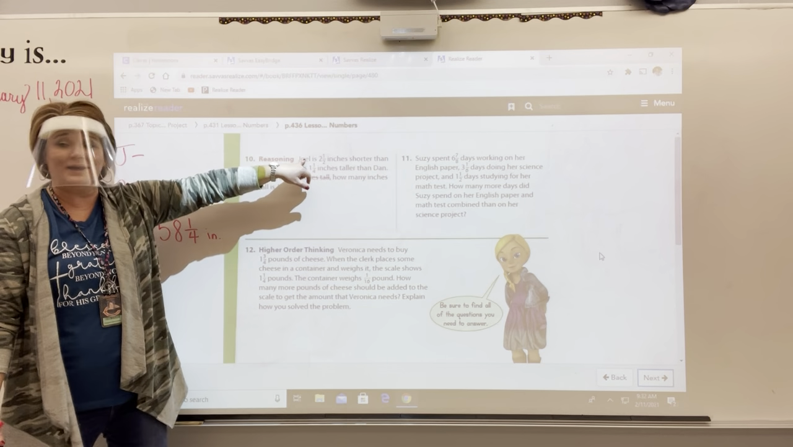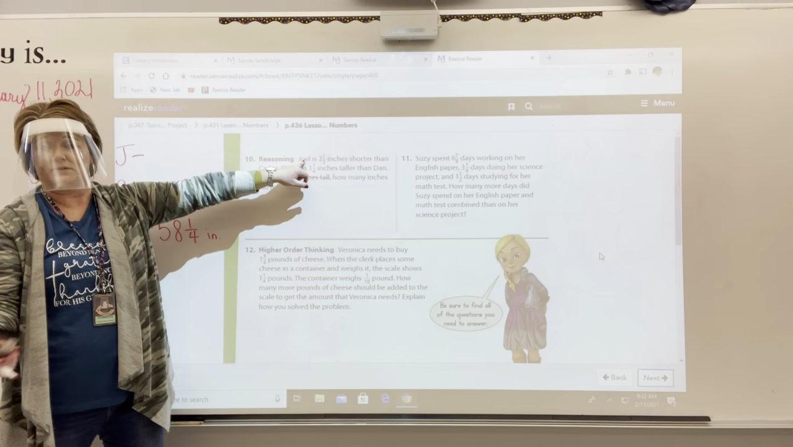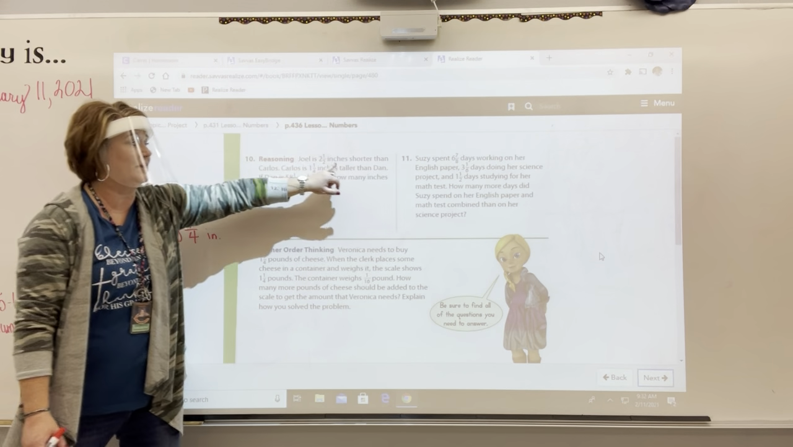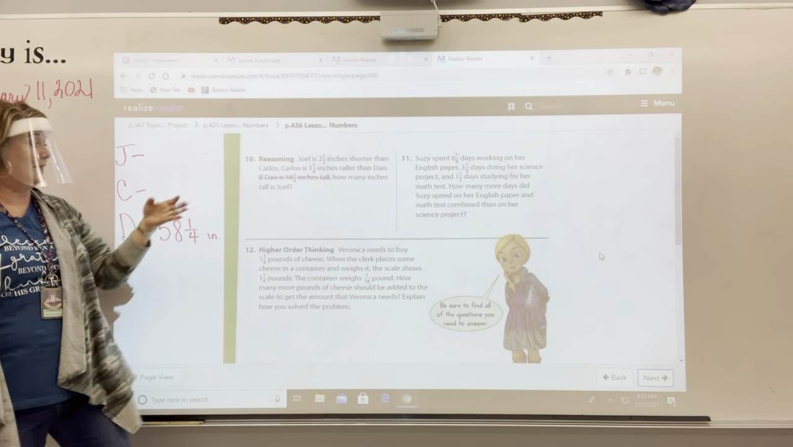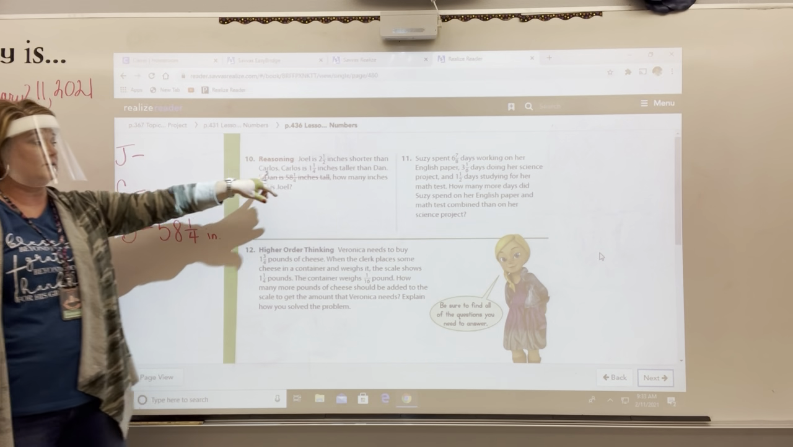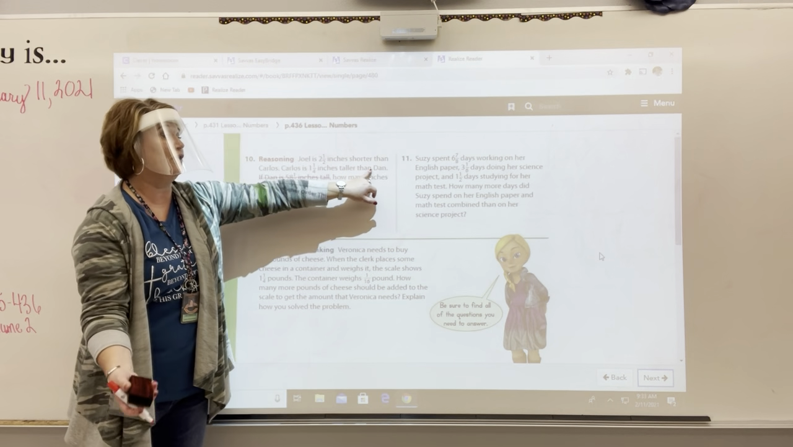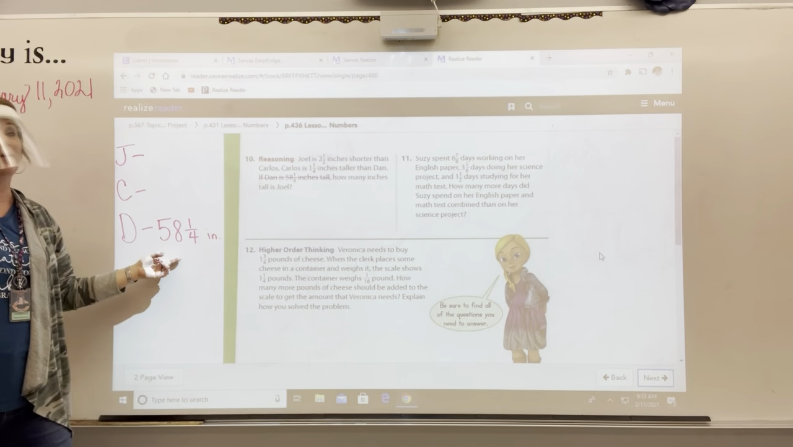Okay? Because I can't come up here to Joel yet. Look at me. I can't come up here to Joel because Joel's shorter than Carlos, but I don't even know how tall Carlos is yet. Do you see why I'm working backwards? So what does it say about Carlos? That he's 1 1/4 inches what? Taller than who? Dan. And we know how tall Dan is.